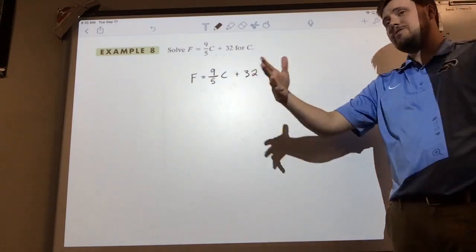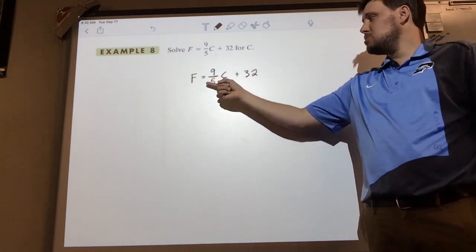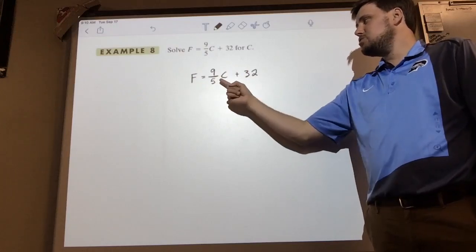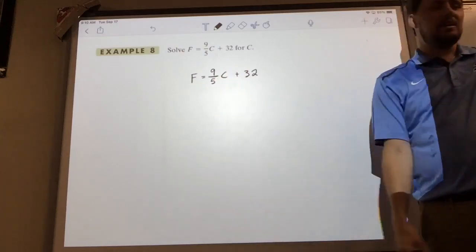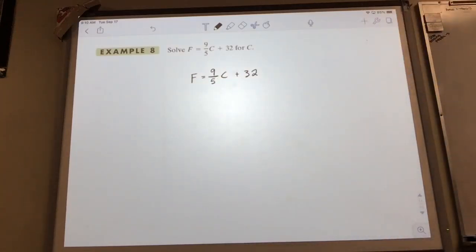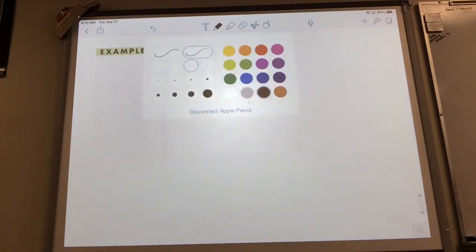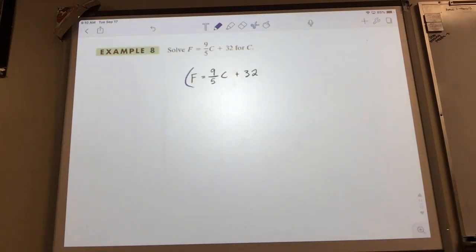I'm just going to get rid of the fractions completely. How I'm going to do that is multiply by the common denominator. There's only one denominator in this whole thing, which is that 5. So we can multiply the whole thing by a 5. The whole thing, meaning every single part that's not inside a parentheses.